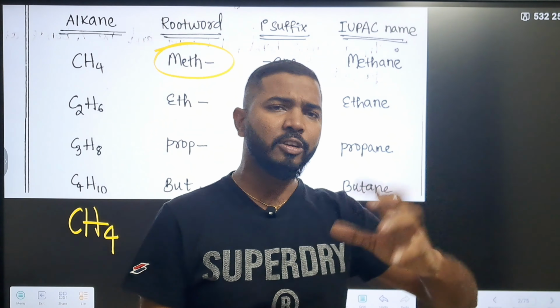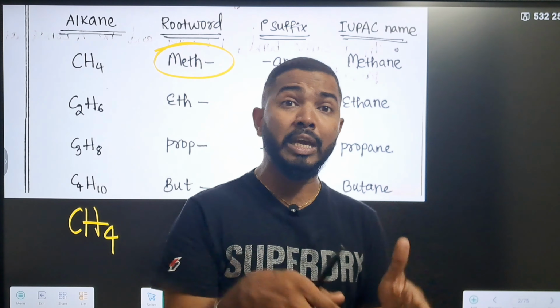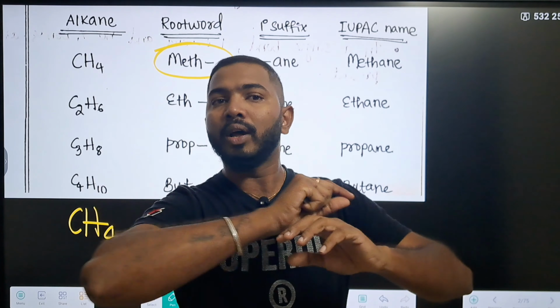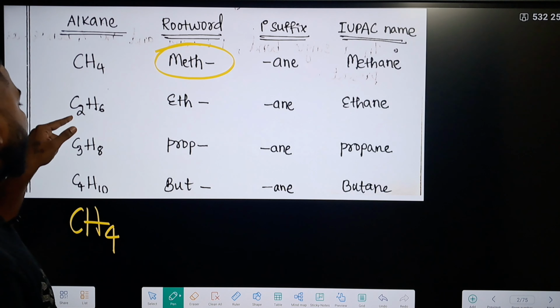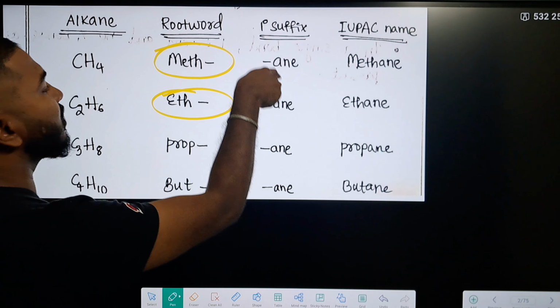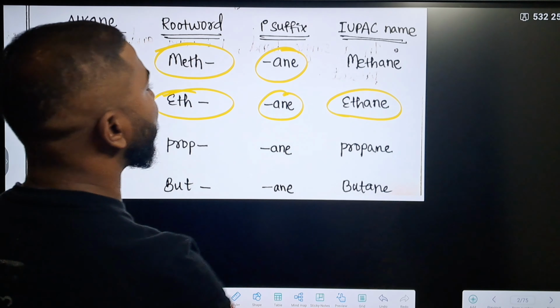These are all simple things. In the coming few slides, we are going to go deeper into the concept, so please don't skip it. Try to write down the data separately. Next, if you take 2 in place of n, then we use the root word eth, and the suffix ane. So altogether we get ethane.